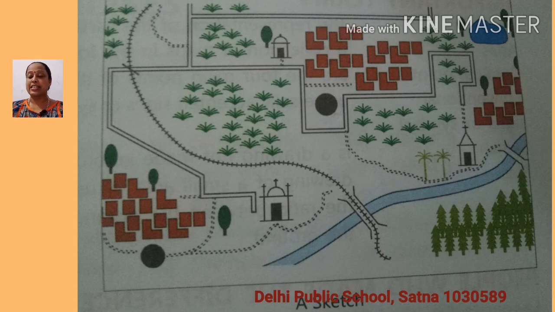Direction and distance are shown in the sketch. Direction and distance can be shown in this sketch, but no scale is used, as I already said. So in this way, a sketch gives us an overall idea about the location of any place.